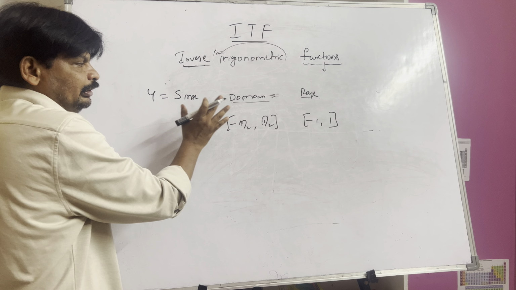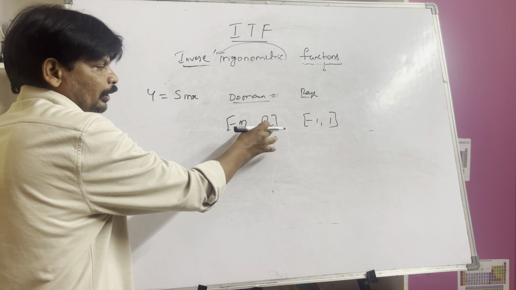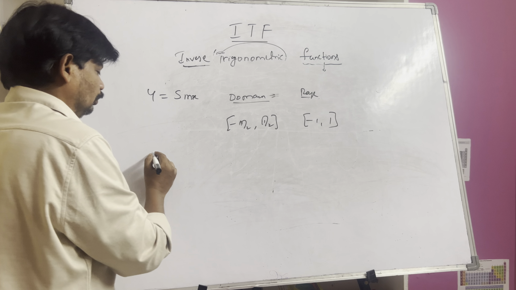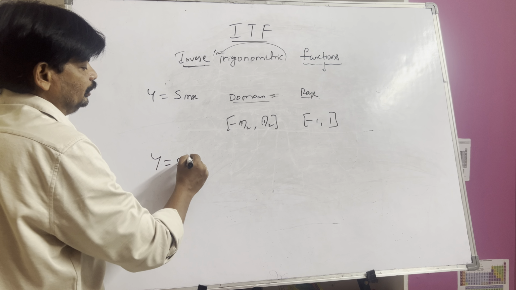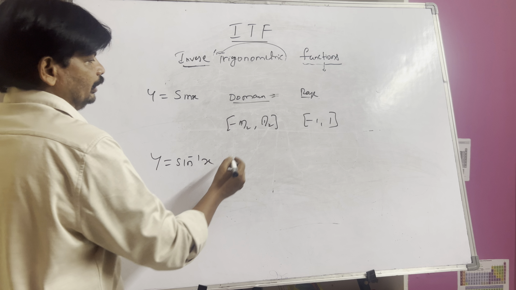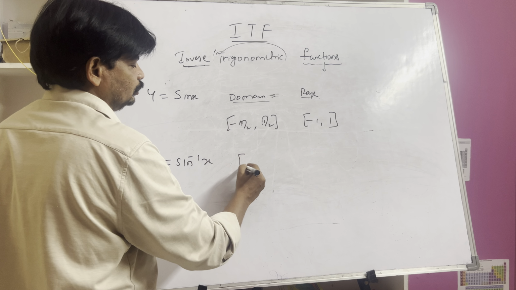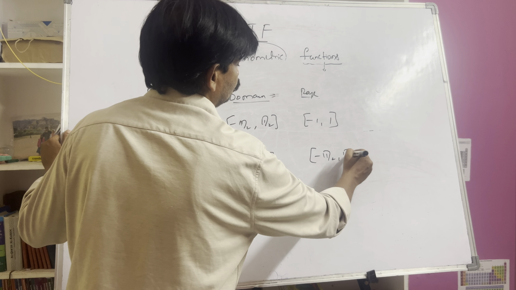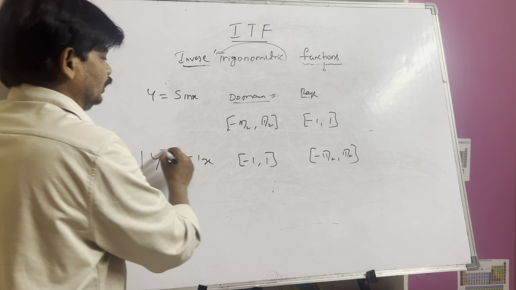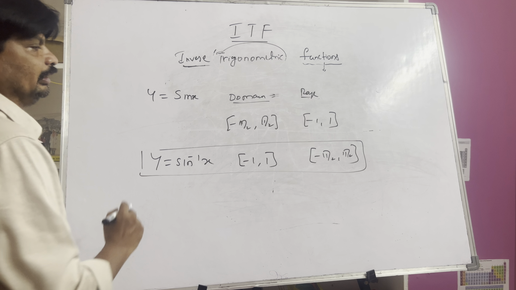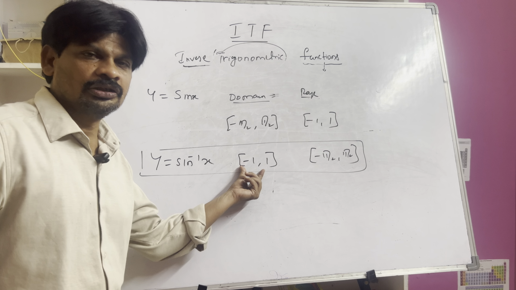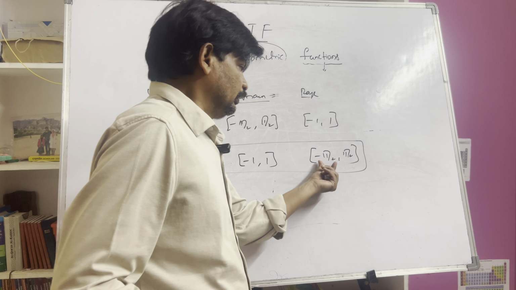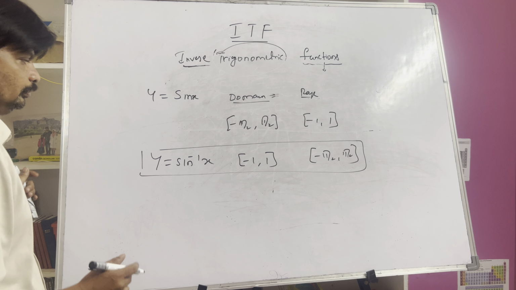So, for the sin x domain, instead of R, I will consider minus pi by 2 to pi by 2, then the range is minus 1 to 1. Now this function is invertible, and I get the inverse, y is equal to sin inverse of x. Now domain and range will interchange. So, the domain is minus 1 to 1 and the range is minus pi by 2 to pi by 2. This is called the principal range.